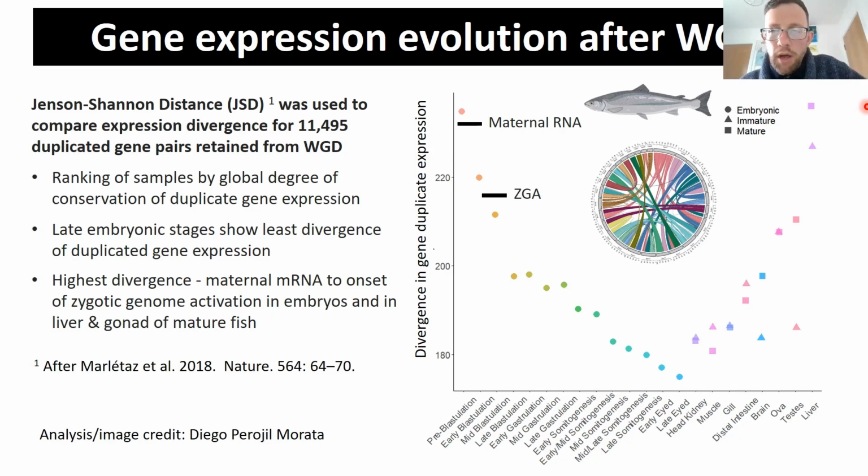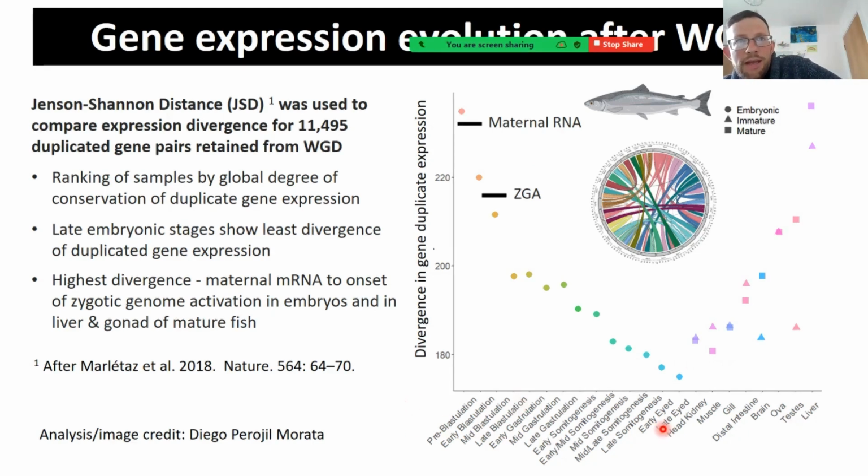And here on this plot, we're effectively ranking how much per each sample type the duplicated gene pairs have diverged or are conserved in expression. You can see then that in embryo stages, the duplicated gene expression is least conserved in early stages, like in the maternal messenger RNA, and leading up to when the genome is being activated, and highest constraint on the duplicate gene expression, or the most conserved duplicate gene expression, is in the late embryo stages.